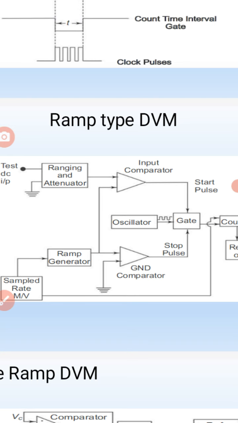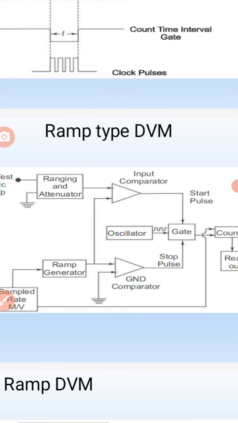The DC input we want to measure is provided to the ranging and attenuators. These rangings are from 0 to 1, 10, 100 and so on. It gives input to the first comparator, which is the top comparator, and it starts comparing with the input sawtooth wave generated by the RAM generator. If it exceeds the RAM generator's input, it starts generating a pulse.